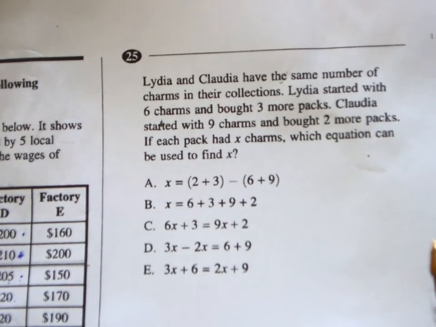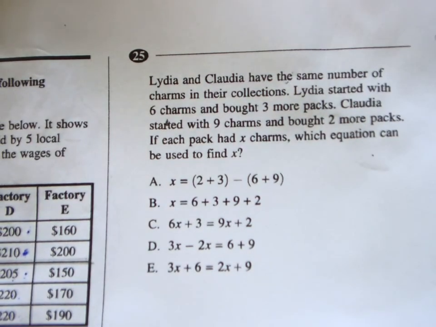Here you go. Okay, Lydia and Claudia have the same number of charms in their collection. So their charms are equal, the number. Lydia started with 6 charms and bought 3 more packs. Claudia started with 9 charms. She had more in the beginning, but she only bought 2 more packs. Well, you can figure that out real easy. If each pack had x charms, which equation can be used to find x?